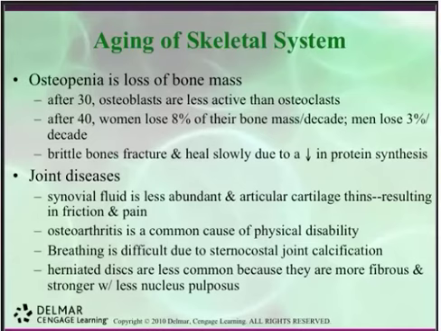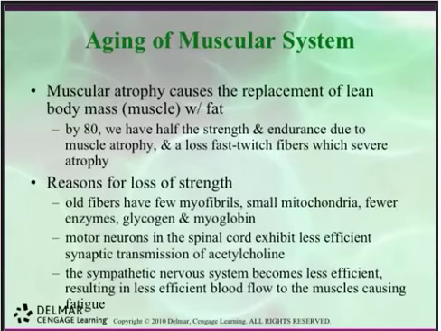Herniated discs are less common because they are more fibrous and stronger with a smaller nucleus pulposus. This is one of the few benefits of aging, along with supposedly an increased intelligence quotient. There are fewer slipped discs as you age. You also see muscular atrophy. That's basically loss of muscle mass and function with replacement of lean body mass with fat.